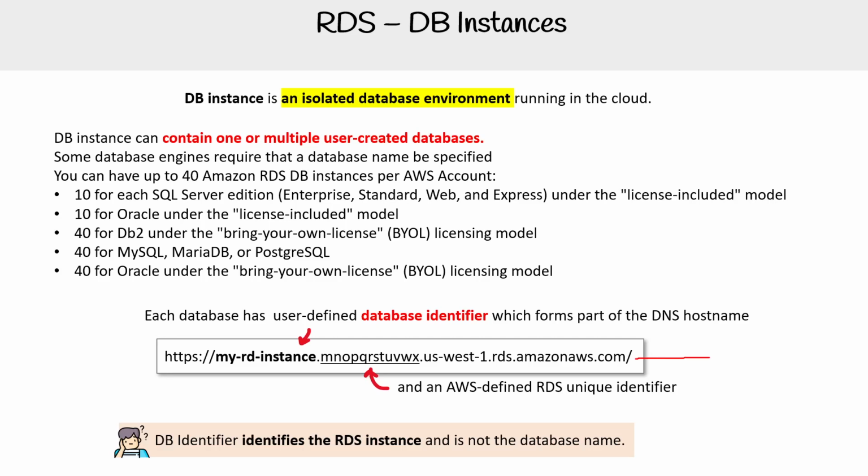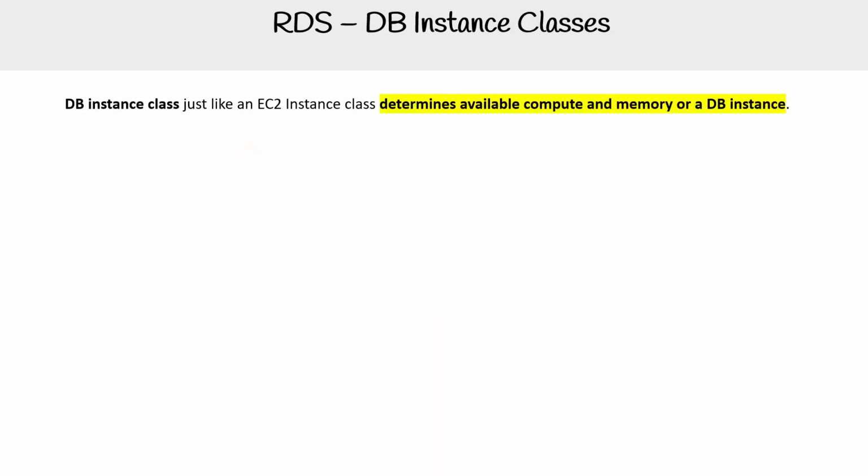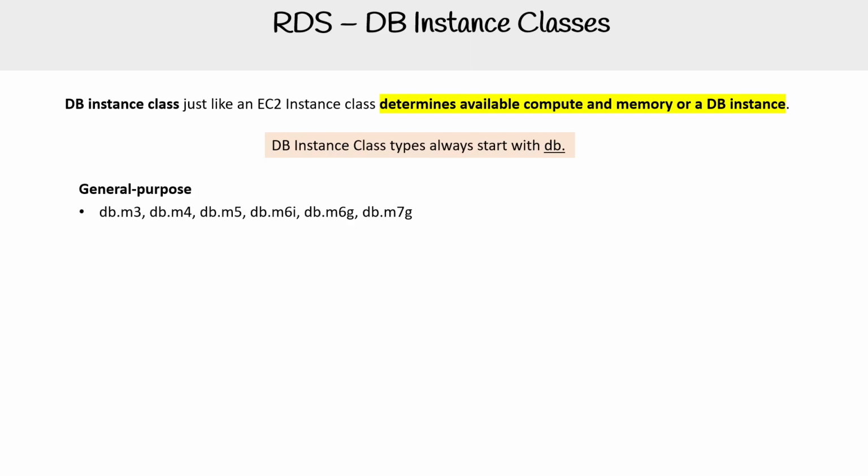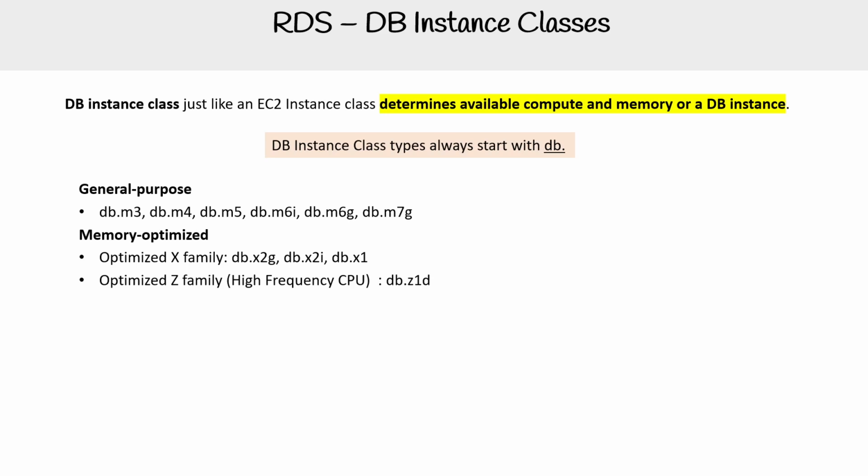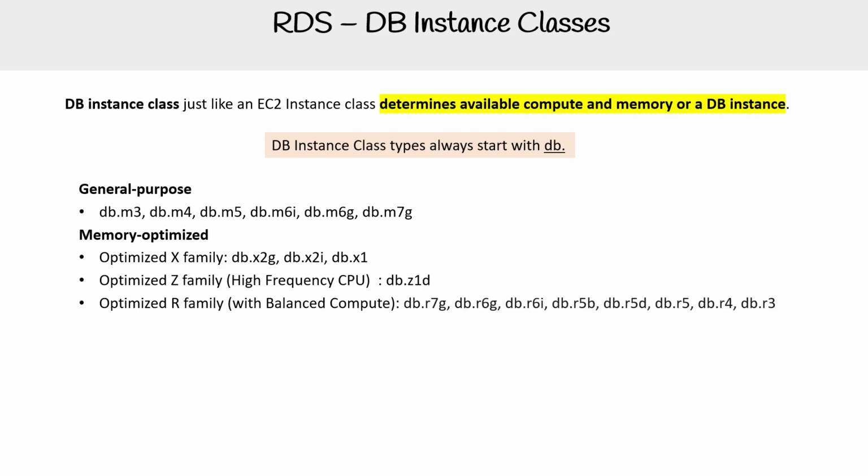All right. Let's just talk about the classes and storage before we move on here. So the instance class, just like an EC2 instance class, determines the available compute and memory of a database instance. So the DB class types always start with db. Okay, so we have general purpose ones that look like this, memory optimized ones, which look like this. And we have the optimized X family, the optimized Z family, and the optimized R family.